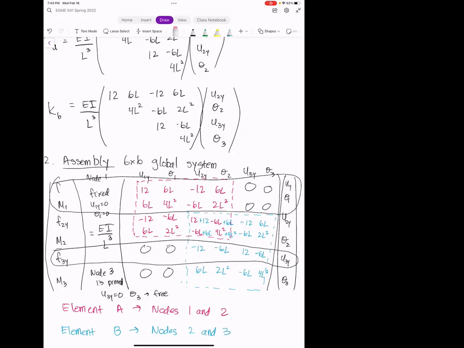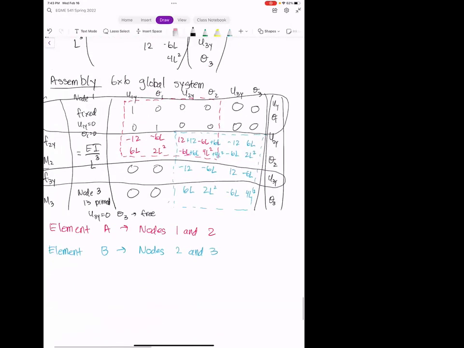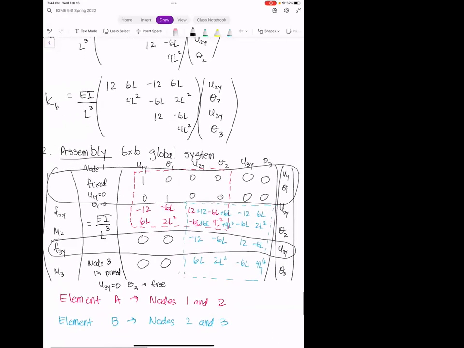For these ones, we're going to get rid of all this stuff here. We're going to put a 1 on the diagonals, and then 0 everywhere else. Say node 1 was fixed. Yes, 1 is fixed and 3 is pinned. And so that's the first boundary condition.